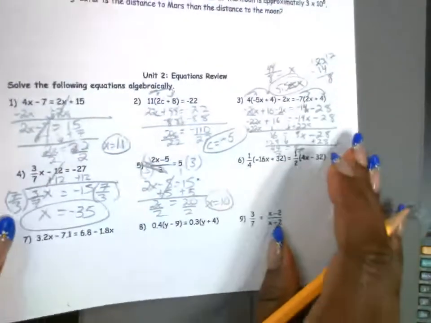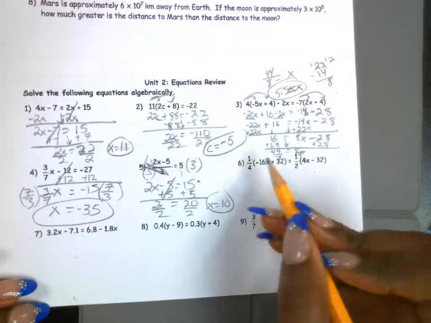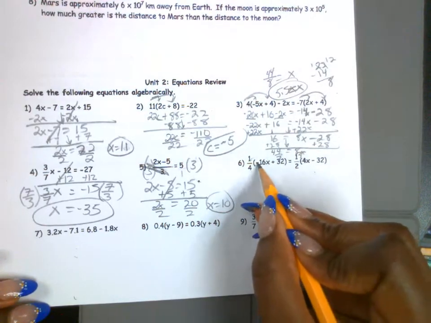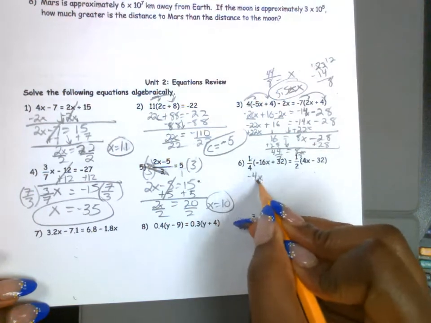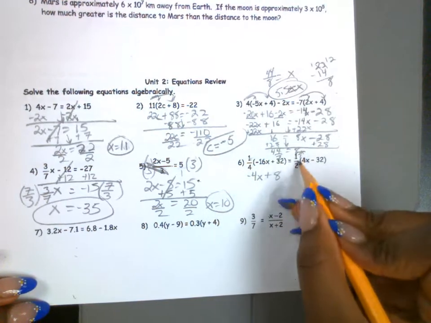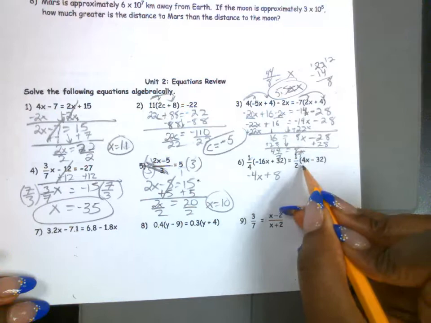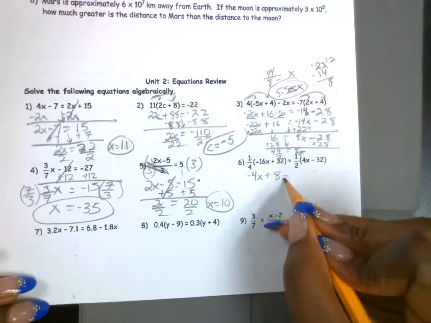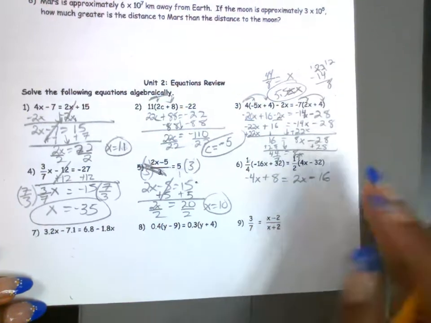Now we're going to multiply 1/4. That's the same as dividing by 4. So negative 16 divided by 4 gives me a negative 4 here. 32 divided by 4 gives me 8. 1/2 is like dividing by 2. So 4x divided by 2 is equal to 2x. Divided by 2, this is negative 16.